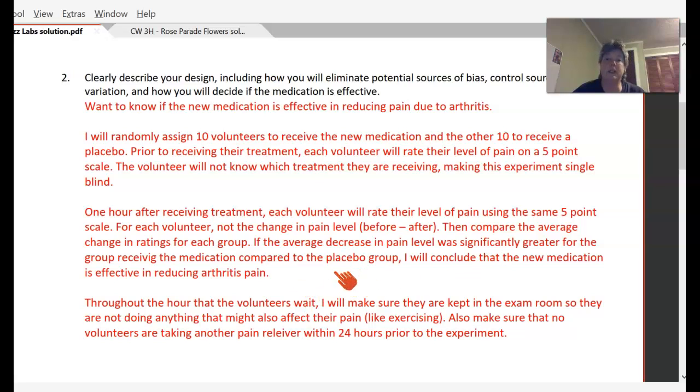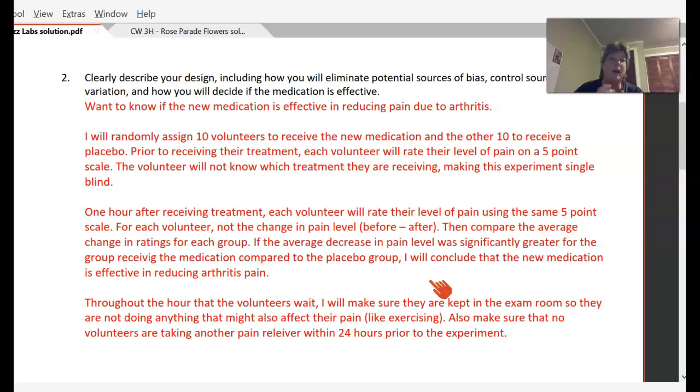If the average decrease in pain level is significantly more for the group that got the medication than it was for the placebo group, I will then say that the medication is effective. In case you're ever asked this, when we talk about what statistically significantly lower means, that would mean that the difference in the groups is more than you would expect to happen just by random chance.